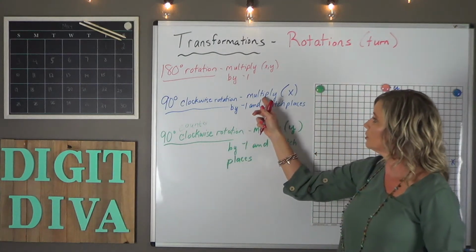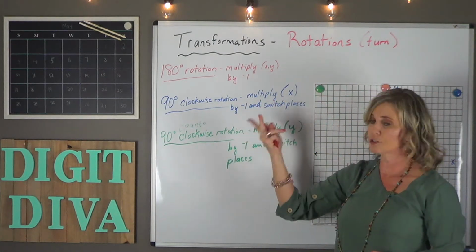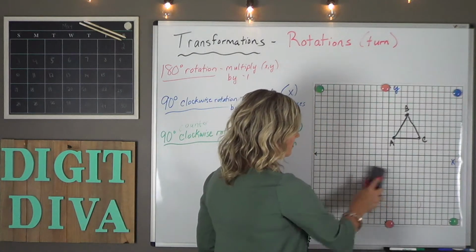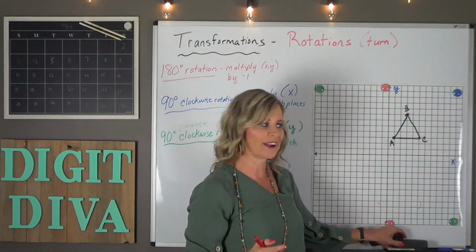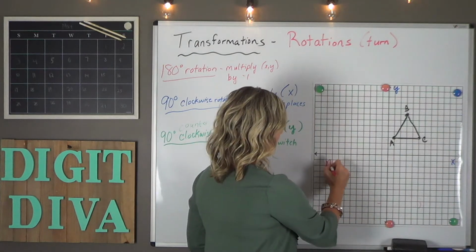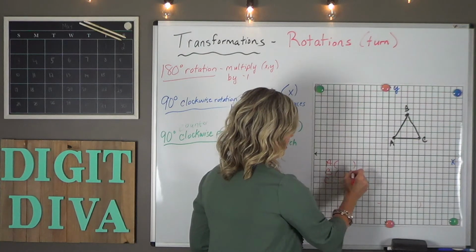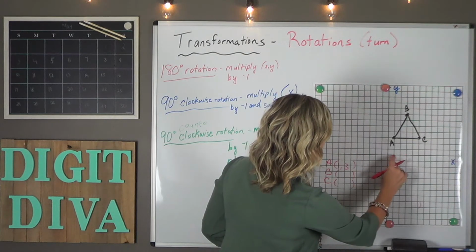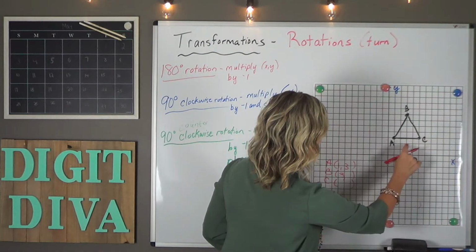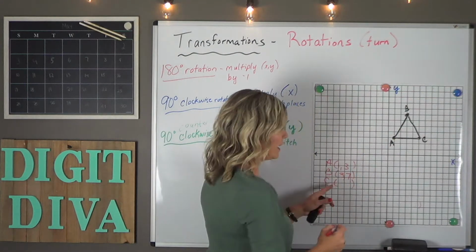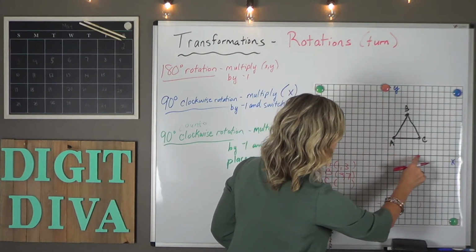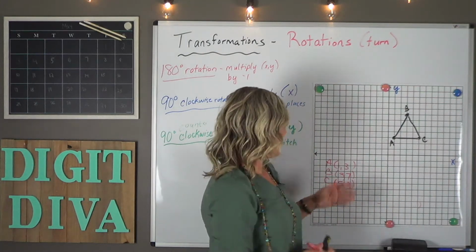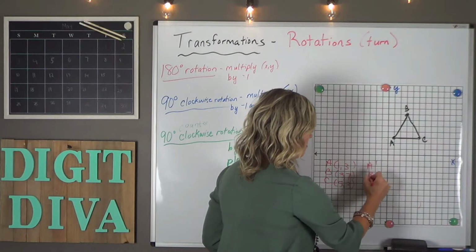Okay, so the next one we're going to do is a clockwise rotation. The rule says to multiply x by -1 and then switch places. Unfortunately, I erased those ordered pairs, so I'm going to have to rewrite them. We've got A, B, and C. A was at 1 and 3, B was at 3 and 7, and C was at 5 and 3. Remind me not to erase those.